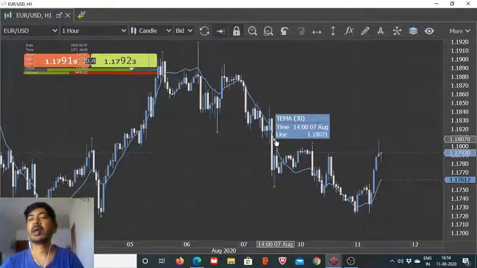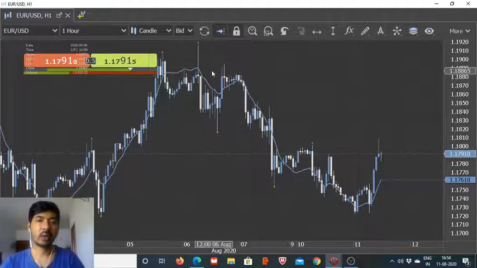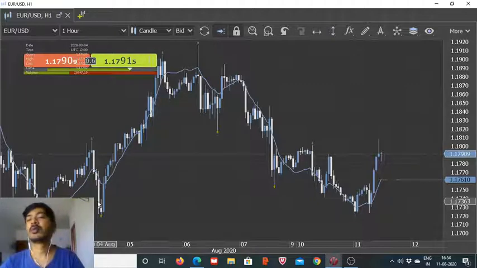This TEMA is being calculated for the time period of 30 hours. This is the TEMA 30, and since this is an hourly chart, it is being calculated on the chart's time frame, that is per hour. If you want to change that, you can change that. Now, as you can observe from this charting, the TEMA tries to follow the price action closely.